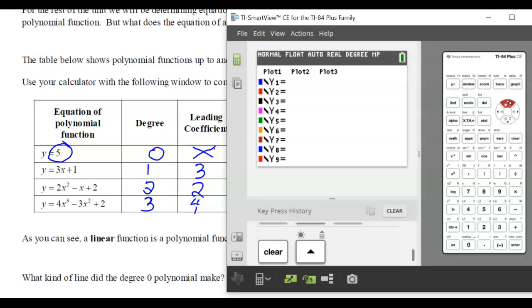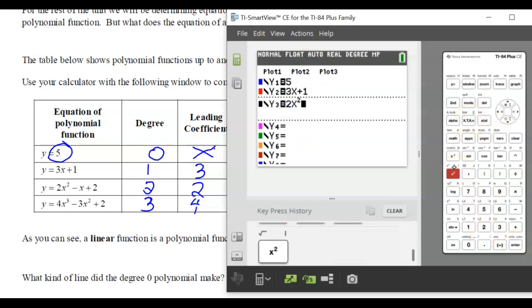Then you're just going to enter. So I'm going to do these all at once. So y equals 5, then I'll enter, and then enter 3x plus 1. Oops, it doubles up sometimes. Just a sec. Plus 1. Enter. Then 2x squared minus x plus 2.